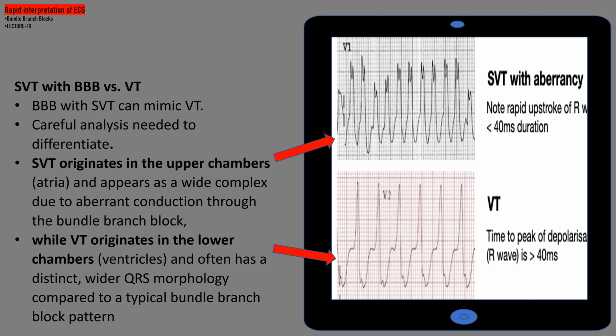Careful examination of the QRS morphology in all leads can also provide valuable clues, though this requires expertise and a detailed understanding of ECG interpretation. Additionally, considering the patient's clinical history, any structural heart disease, and the circumstances under which the rhythm started can help in making the correct diagnosis.